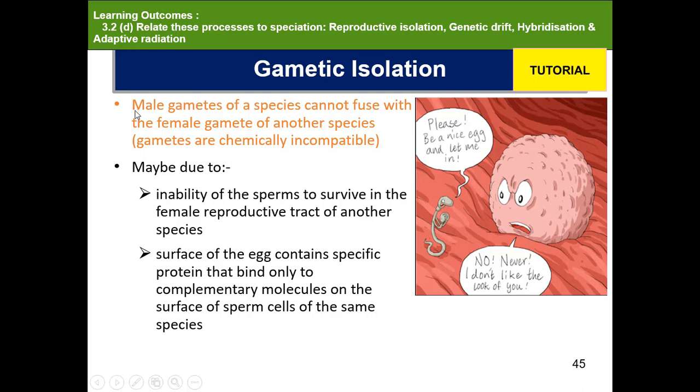Gametic isolation is when male gametes of a species cannot fuse with the female gametes of another species. This is due to the inability of the sperm to survive in the female reproductive tract of another species, or maybe due to the surface of the egg containing specific protein that binds only to complementary molecules on the surface of sperm cells of the same species.